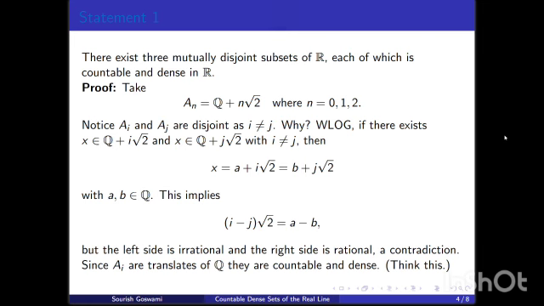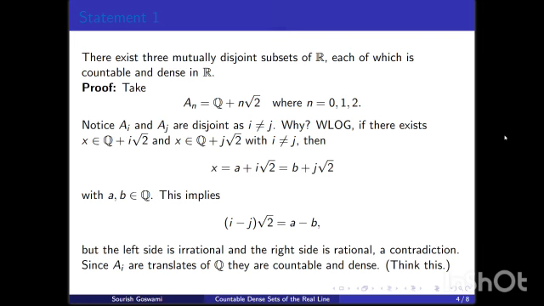Now, if x equals a plus i root 2 and equals b plus j root 2, then take the difference. Take b one side, take i one side. You will get i minus j root 2 equal to a minus b. But the left side is irrational. The right side is a difference of two rational numbers, hence rational, which is a contradiction. So they are disjoint.